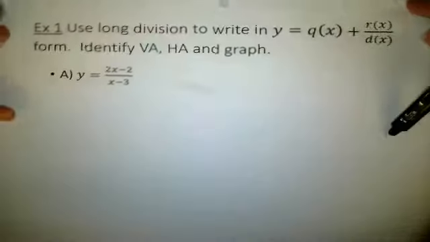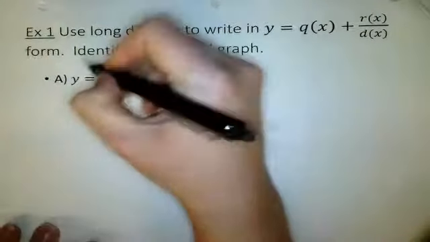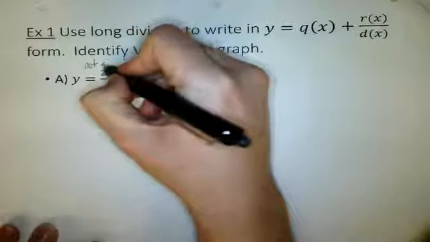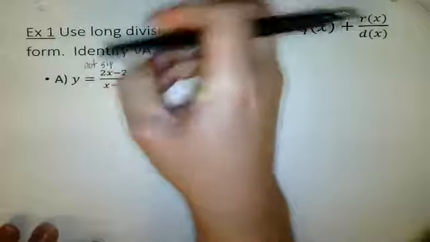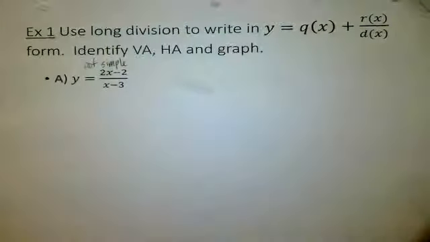Here we go. Today we're going to use long division because this is not a simplified rational function. It's not simple. Why do I know it's not simple? How do I know it's not simplified?